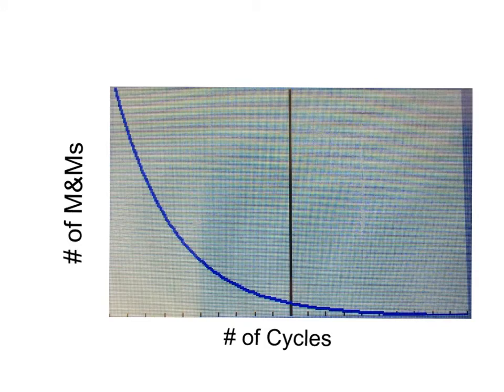As you can see, this is the graph from the table of values listed in the previous slide. It's like a slope coming down. So the number of M&Ms is decreasing by the number of cycles.